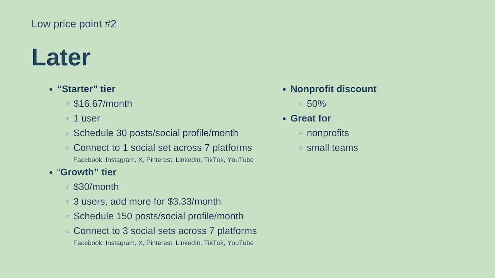Their growth tier gives you 3 users and 3 social sets, meaning 3 accounts on the platforms mentioned just a second ago. You can schedule 150 posts per social profile per month. And if you need to add additional users, you can pay $3.33 per month.